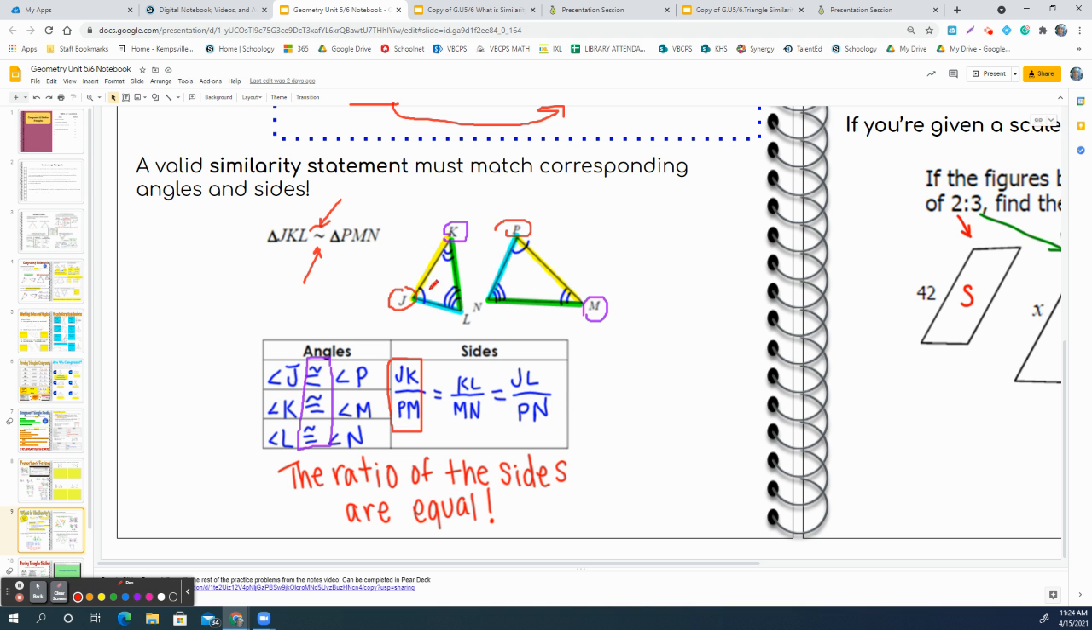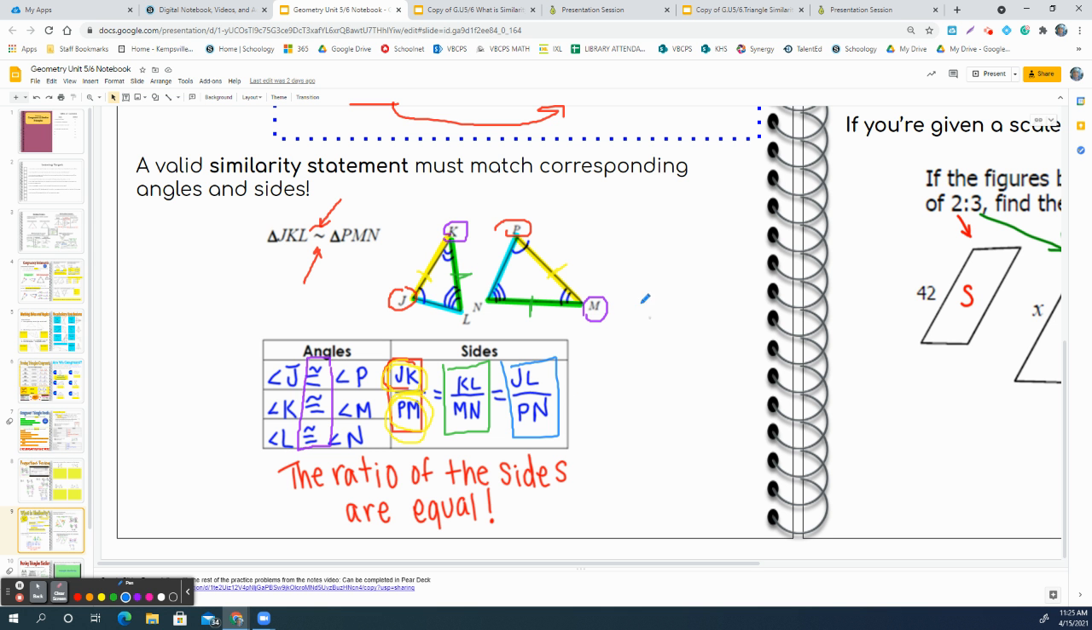So JK, that yellow side, the yellow side, JK, goes with the yellow side, PM. So we're going to put those in a fraction together. Then KL, the green side, KL is going to go with NM. And then the blue sides also go together.